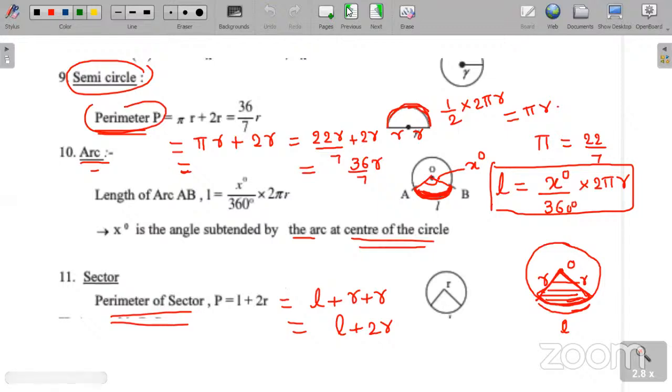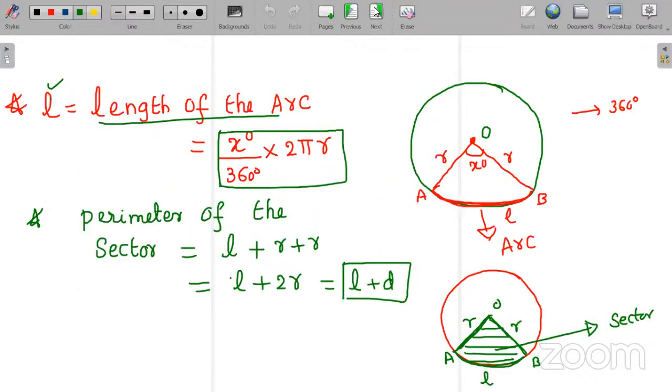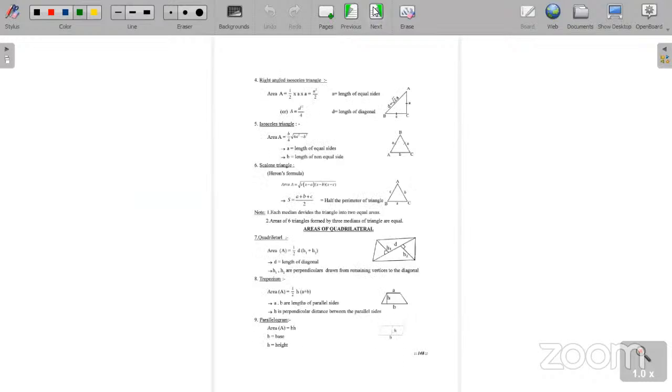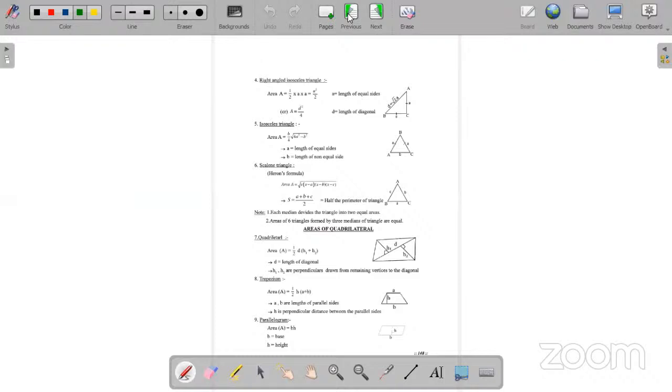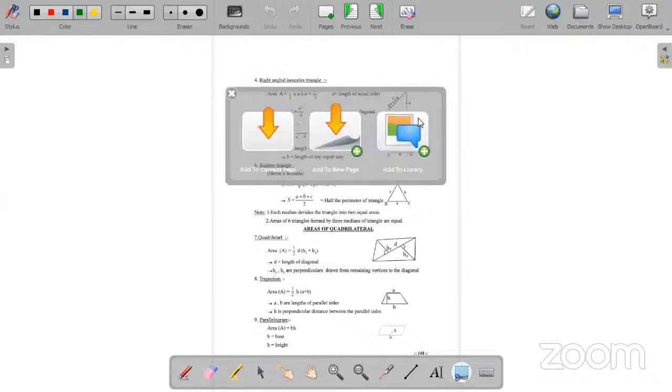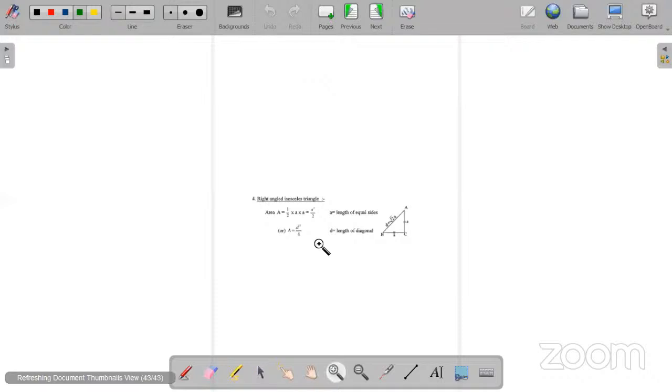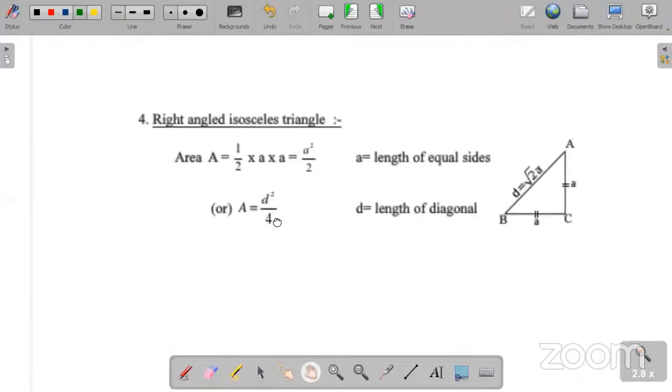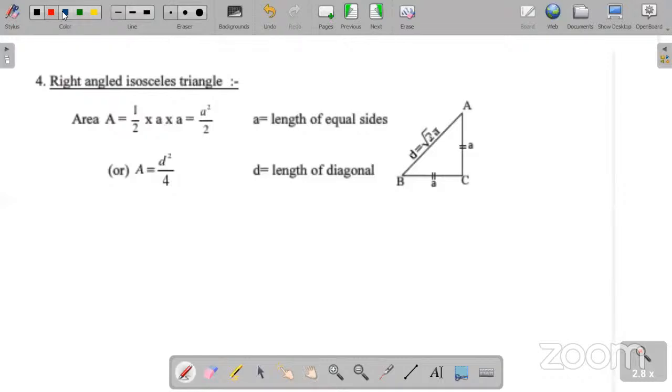So now the sector is also completed. Now let us move to yet another concept. So let us come to the right-angled isosceles triangle concept. My dear students, remember. In a right-angled isosceles triangle, two sides are equal, and it is a right-angled triangle. That is called a right-angled isosceles triangle.